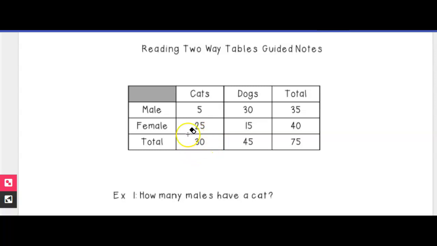Or you can look at it by the column, and I'll do this female column. So 25 females owned a cat. If I keep going further, 15 females owned a dog. Or if I go even further, 40 females were asked about whether they had a cat or dog. So we call this our amount of people that were surveyed.